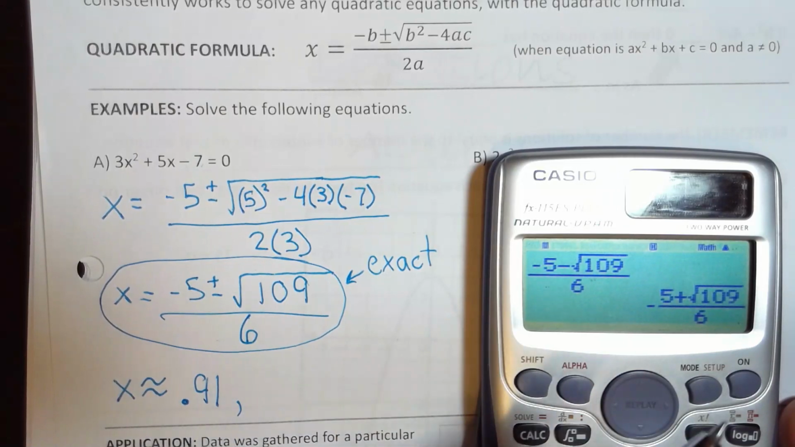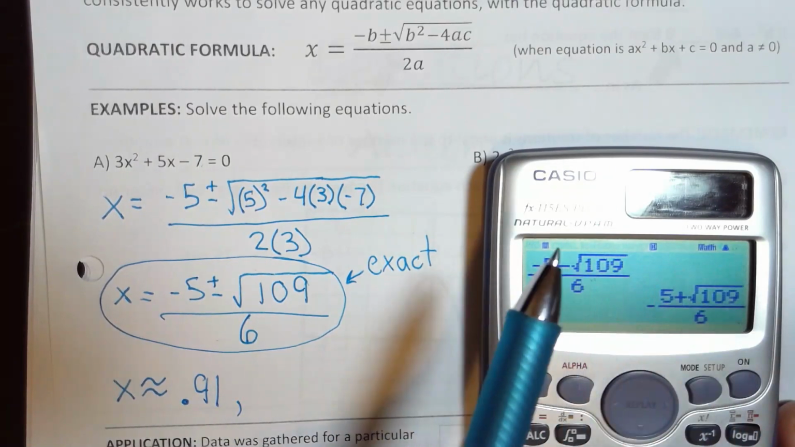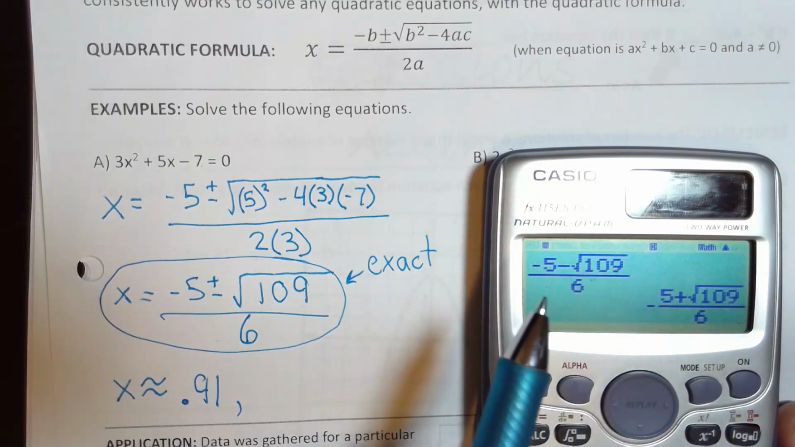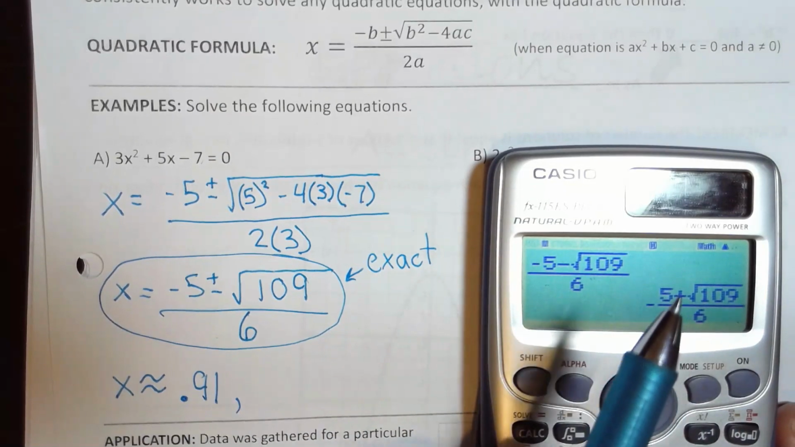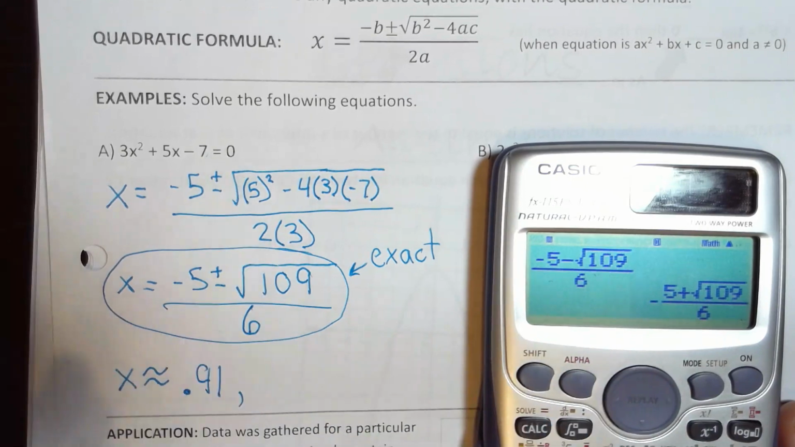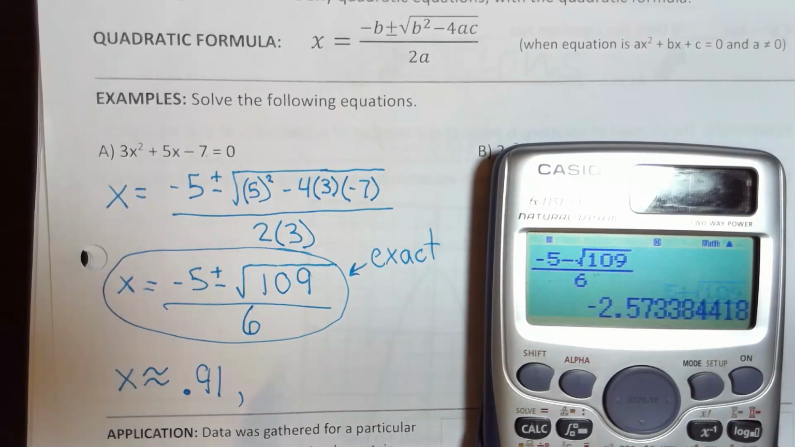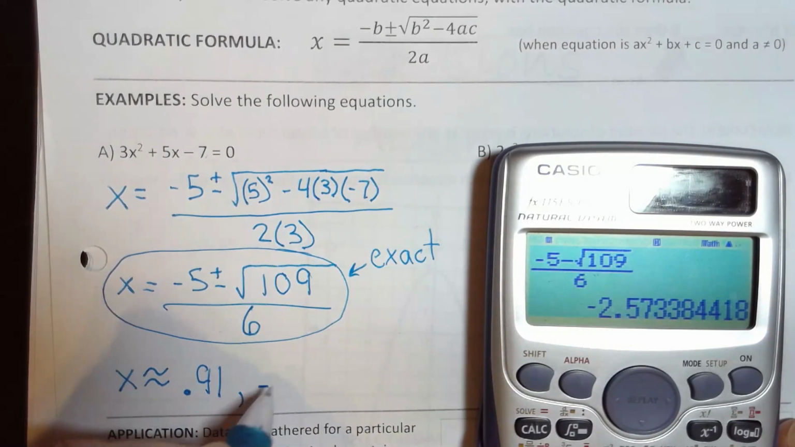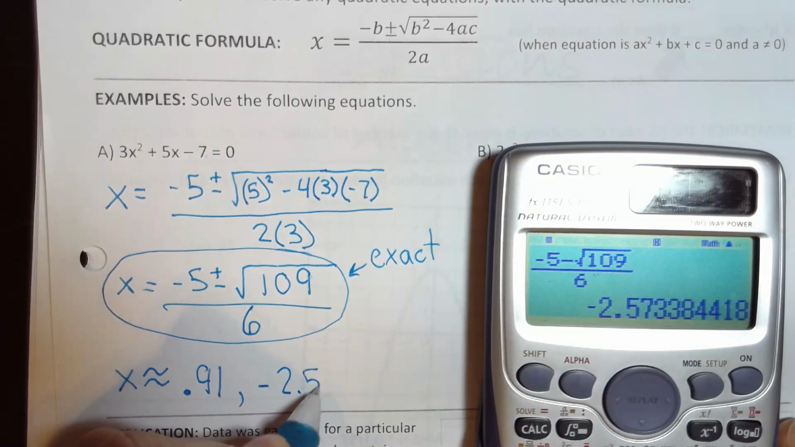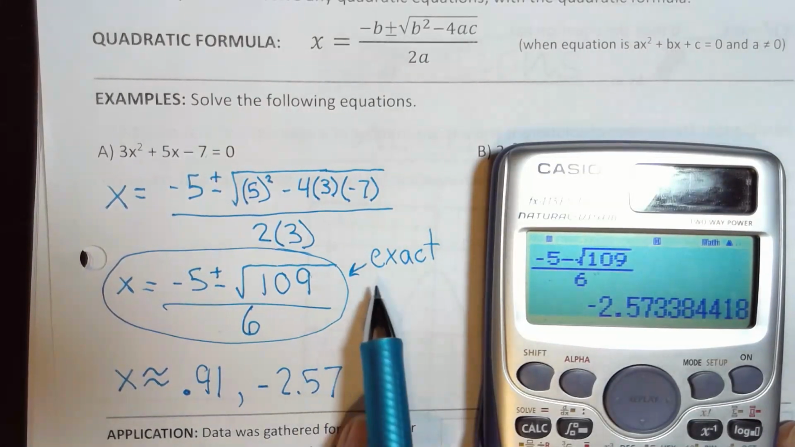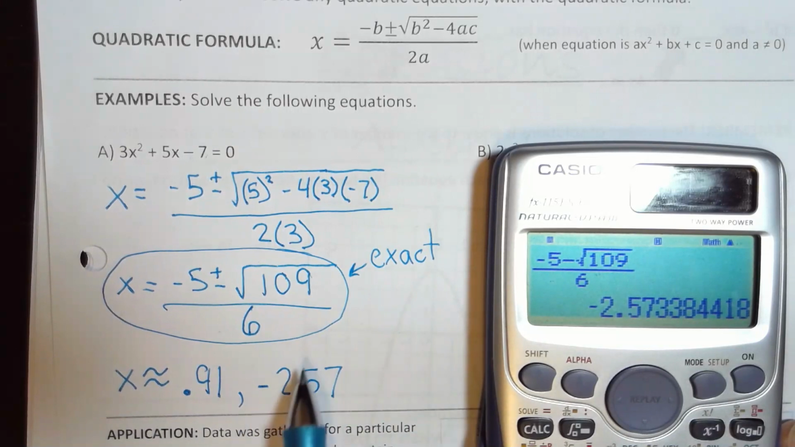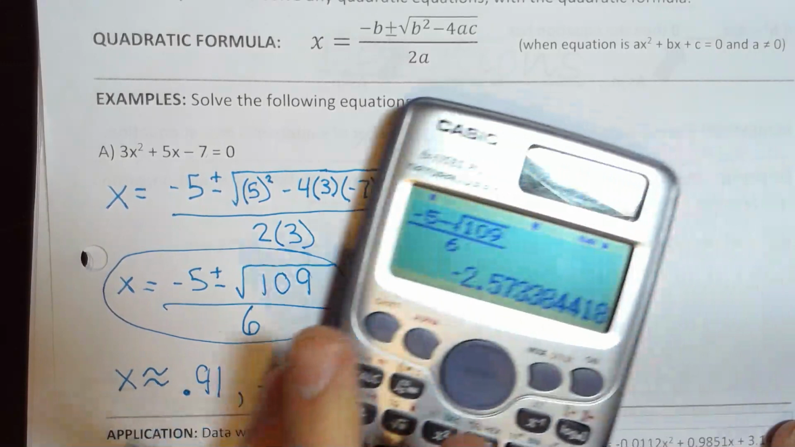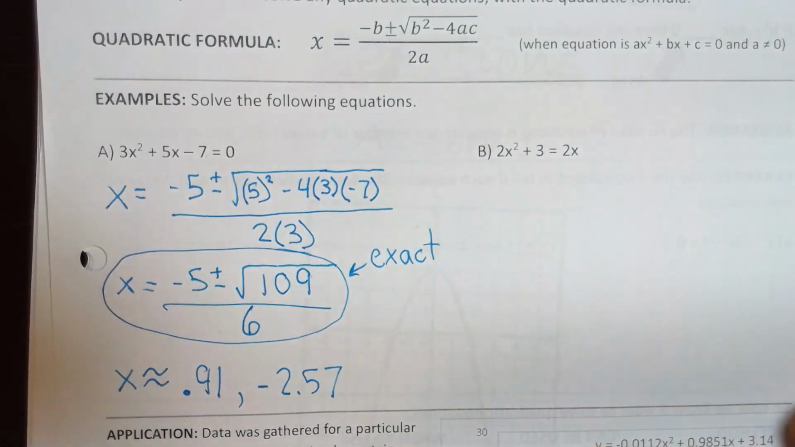And we see here's the exact answer. They changed how to write this ever so slightly by factoring out a negative, but it's the same thing as what we wrote up here. But I want to know what it approximately is, and it's approximately negative 2.57. So here's our exact answer, and approximately this is where those solutions are located. Okay, let's do the next one.